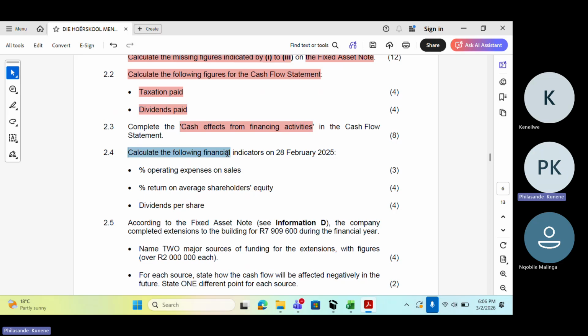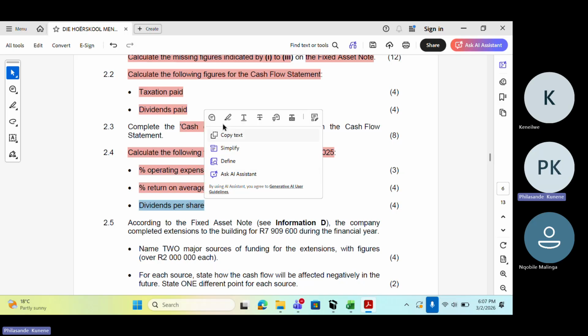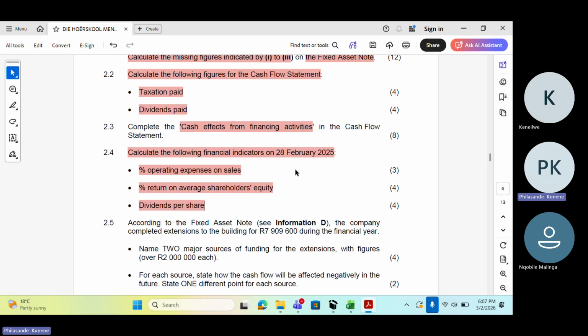2.4, calculate the following financial indicators on 28 February 2025. What are financial indicators? Financial indicators, we're talking about those ratios that we use to analyze the financial statements, to analyze the financial position, the profitability of the company. So these are some of the financial indicators that we have: operating expenses on sales, percentage return on average shareholders' equity, and then dividends per share. These are not all of them. We're still going to work on others for liquidity, profitability, and then gearing.